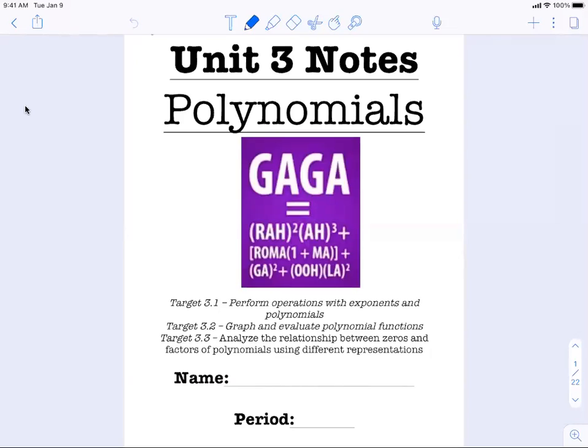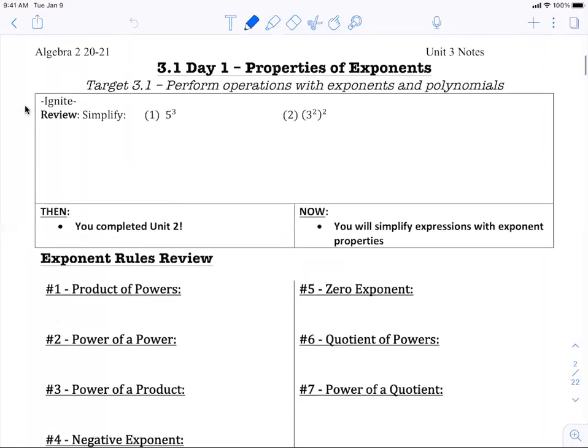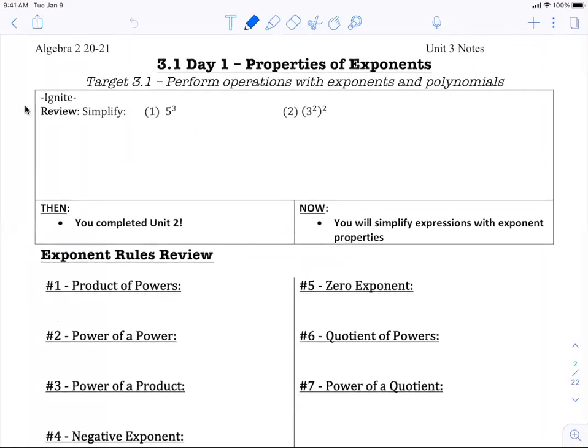But target 2 is really going to be about graphing different sized polynomials. And then target 3 is all about finding different zeros of those. So let's get into the main part of today. And again, we're going to talk about properties of exponents. So before we get started, if you guys could all pause your video, I would love it if you would try the 2 review problems at the top of the page.